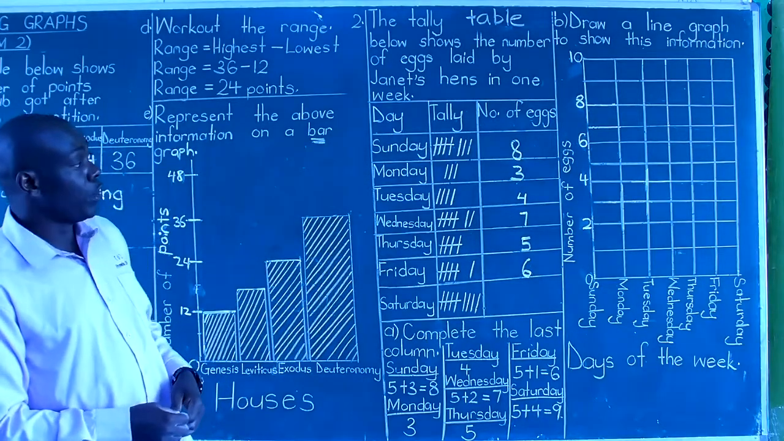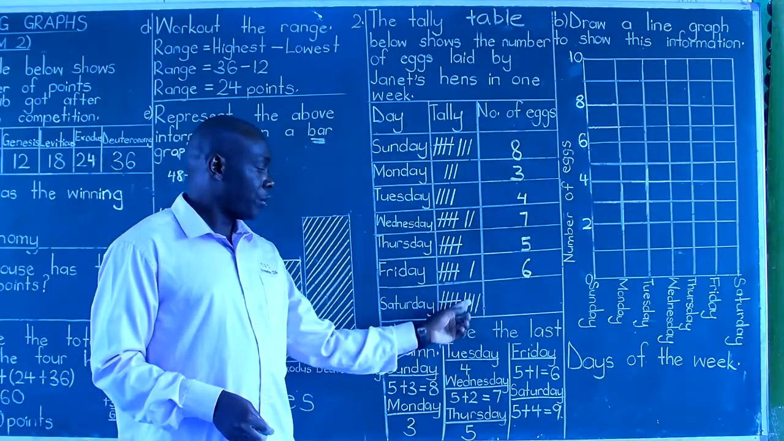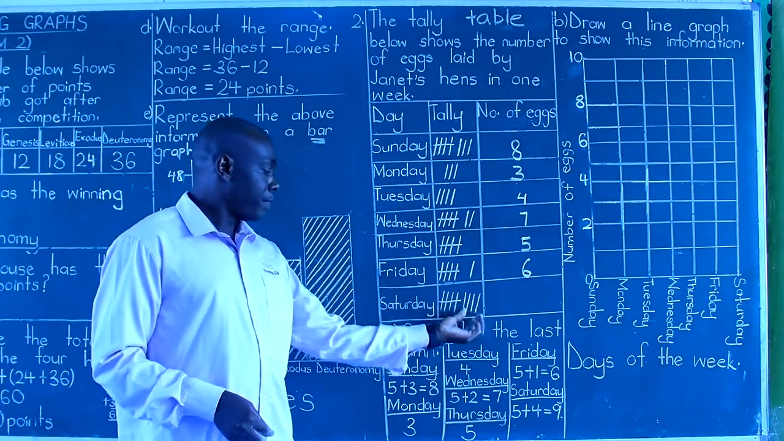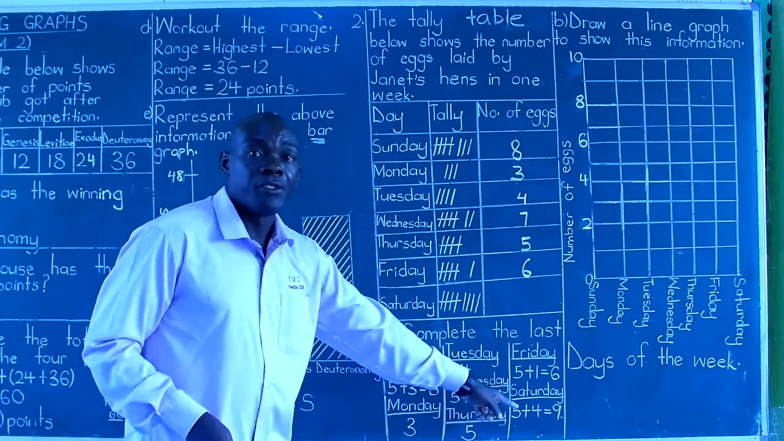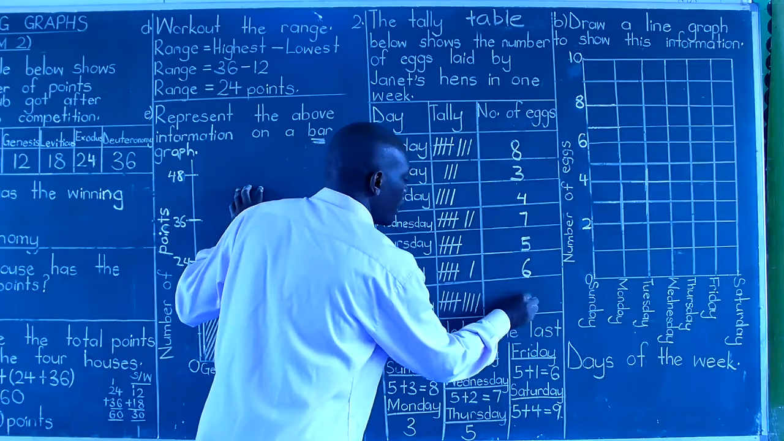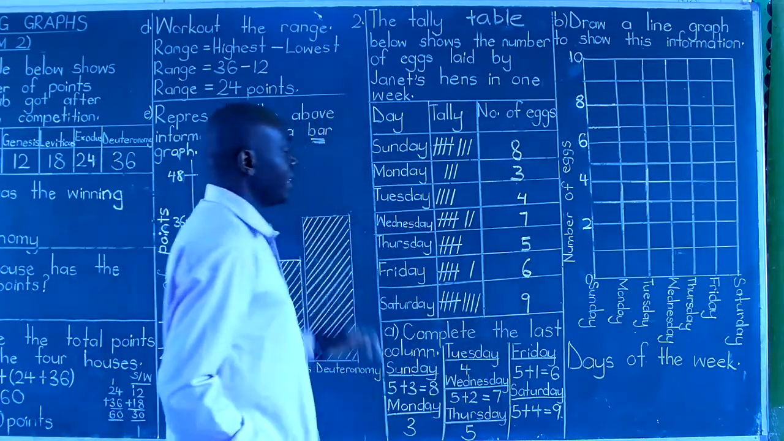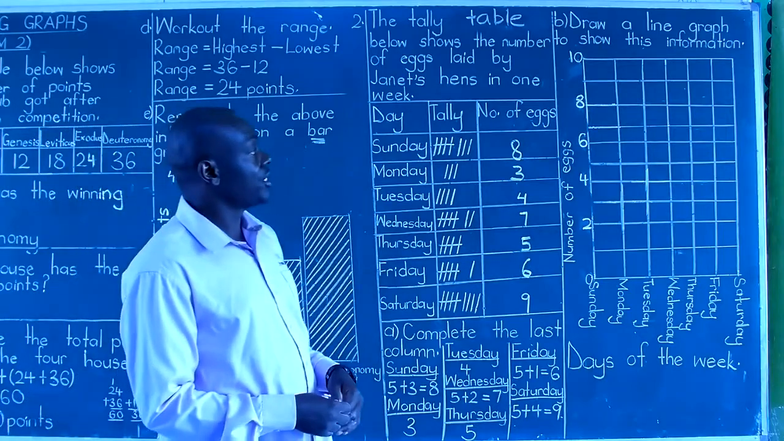Then the last day of the week, which happens to be Saturday, has got 1 tied and 4 singles. That is 5 plus 4. Show it. Saturday 5 plus 4, which is equal to 9. So you write a 9 there. Now the information is fully filled in the tally table.